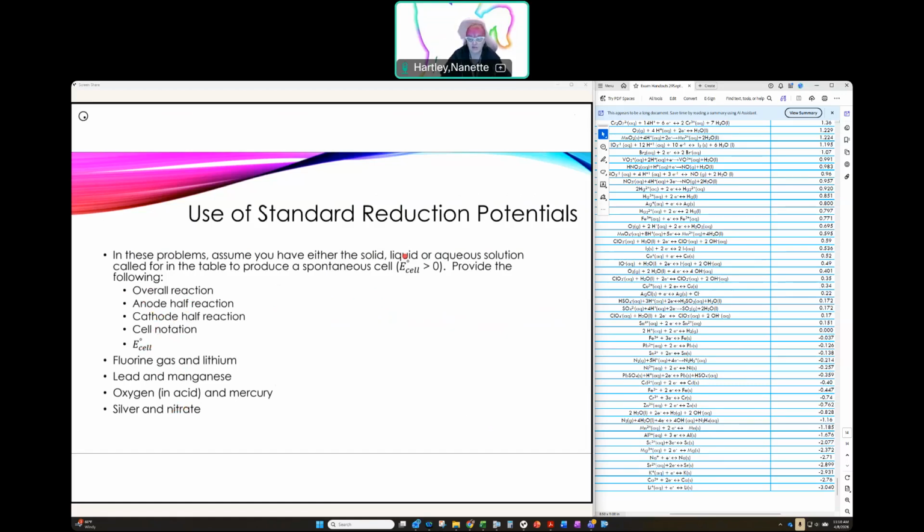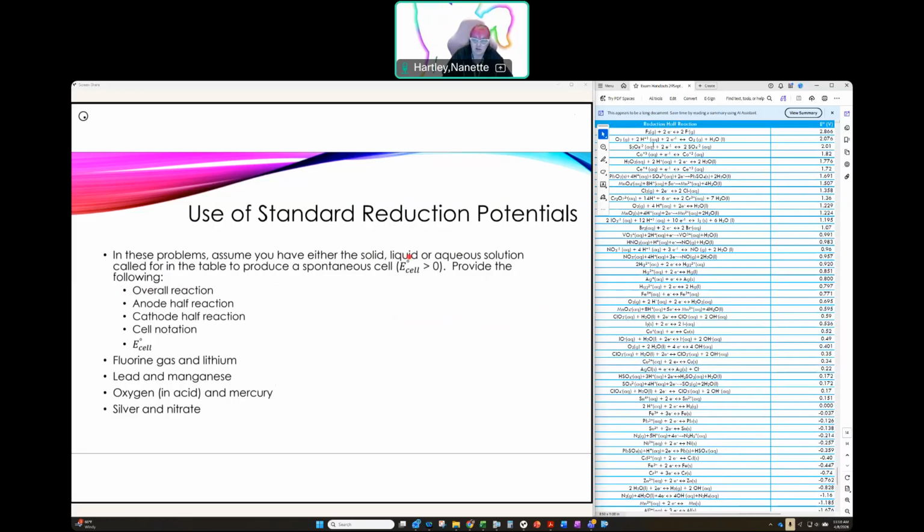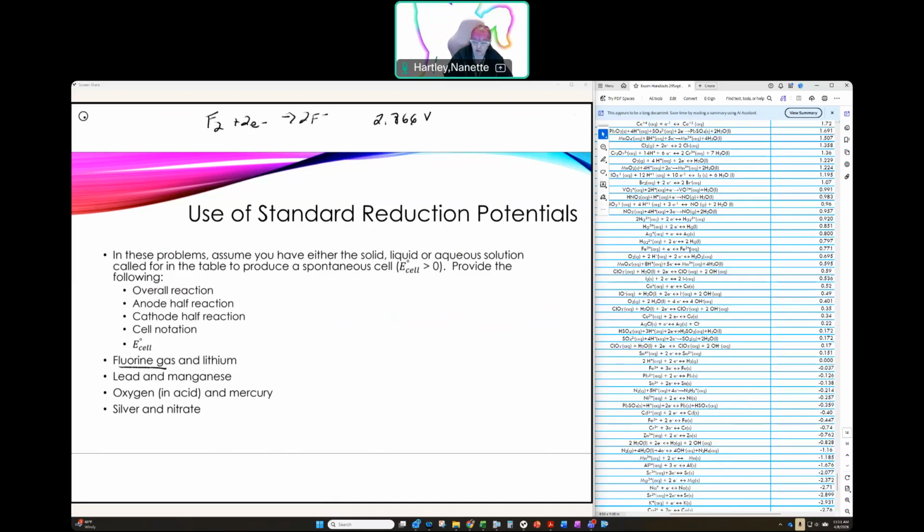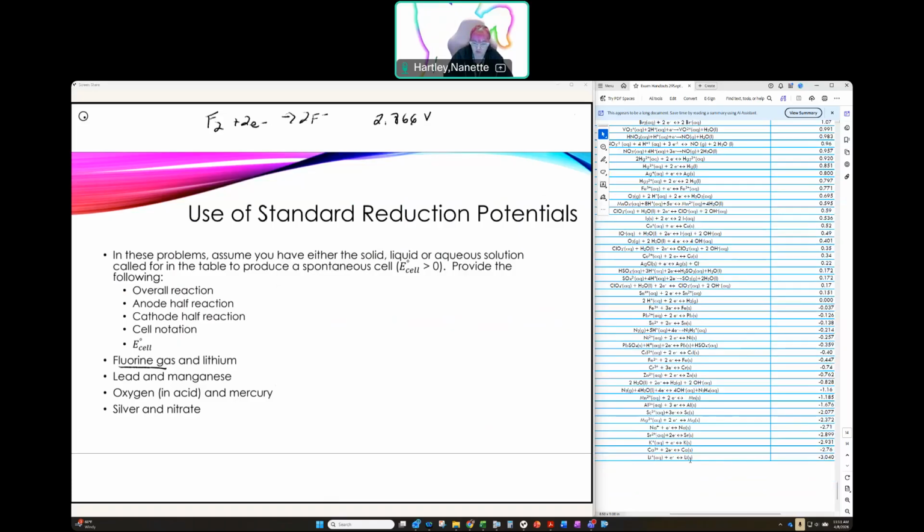So I have to find in my table fluorine gas. Fluorine gas is all the way up here at the top. It's F2 plus 2e minus going to 2F minus. The value for that is 2.866 volts. So that's one of the half reactions that I'm dealing with, and that's the fluorine gas. Now I need to find lithium. And you may remember that lithium is down here at the bottom. Lithium is a solid, so that means that I'm going to be going from lithium solid to lithium ion. So I'm going to write this in that direction.